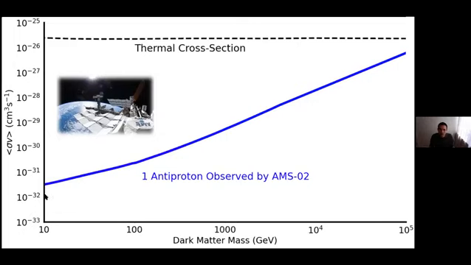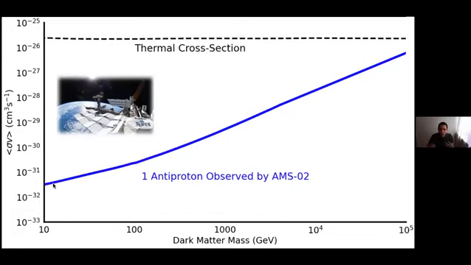Now take the AMS-02 instrument aboard the International Space Station and ask the annihilation cross-section that would produce one antiproton observed by that instrument. And it again falls many orders of magnitude below the thermal WIMP cross-section. And this is to me why this field is so exciting.